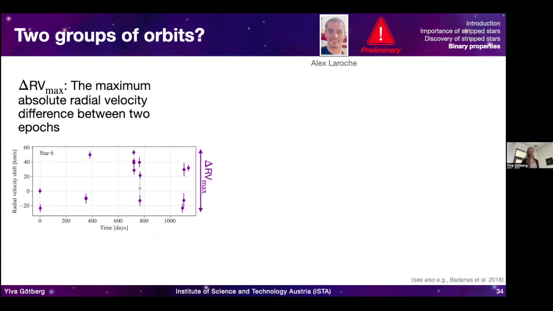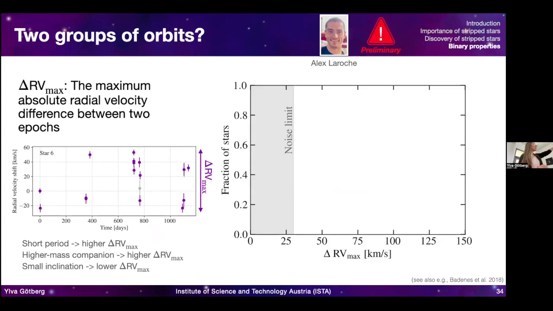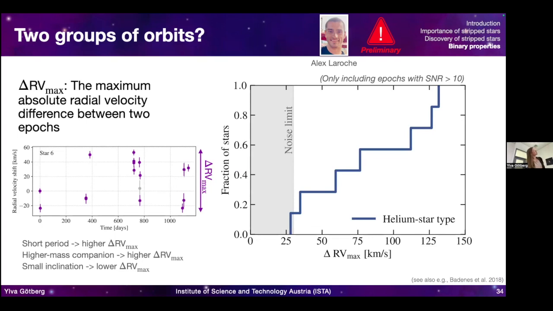Shorter periods have higher delta RV max. Higher mass companions give higher delta RV max. Inclination effects as well. We can make a cumulative plot, and the helium star types end up something like this.